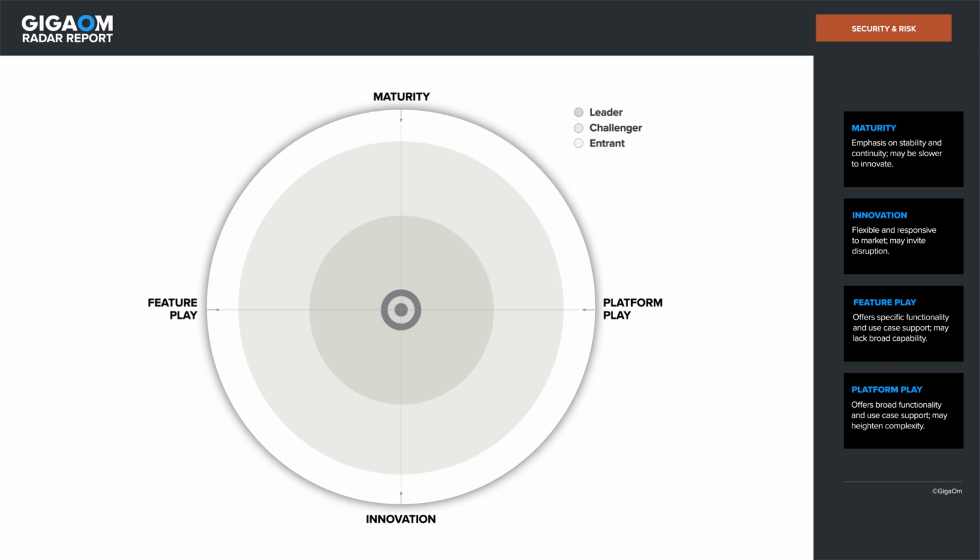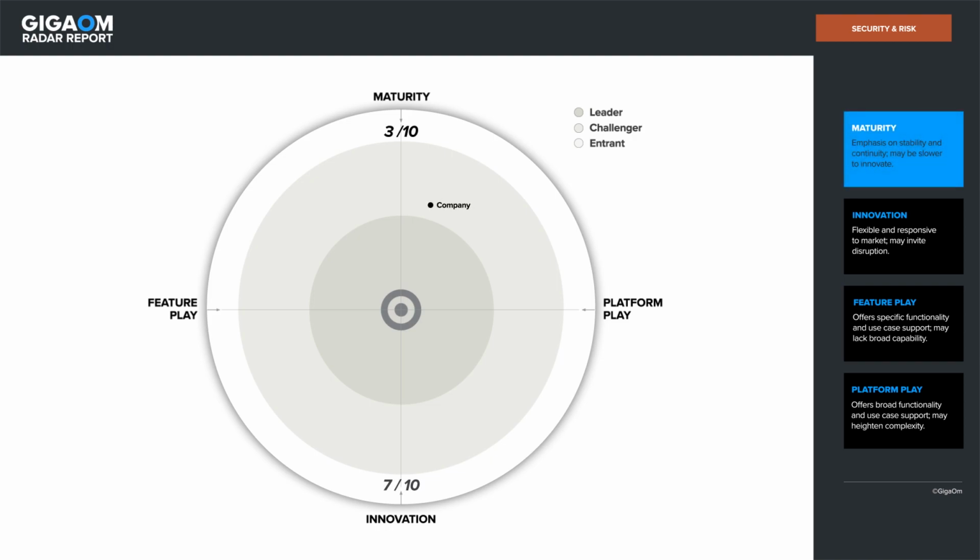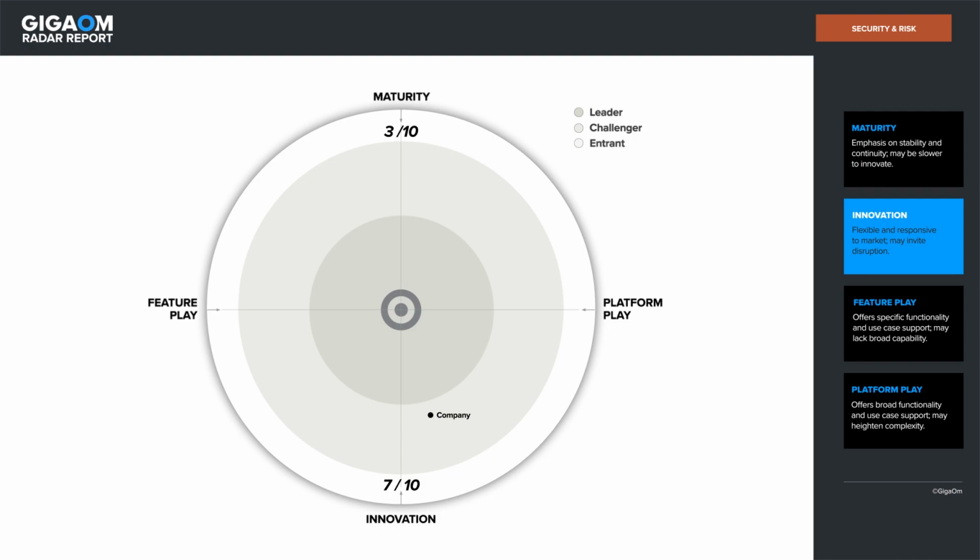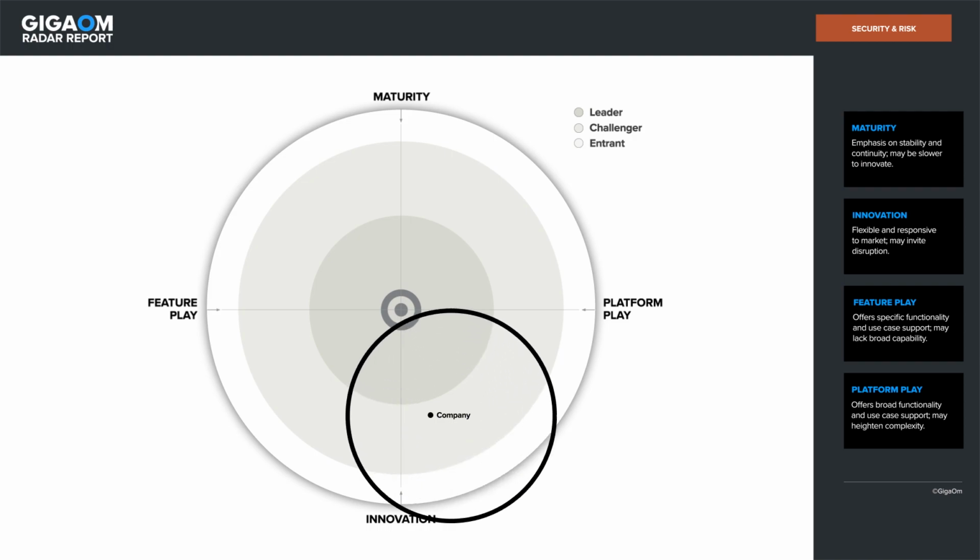In one scenario, you could have a vendor that is a 3 out of 10 in maturity and a 7 out of 10 in innovation. So they would end up more in the innovation hemisphere, moving towards maturity. Again, the center of the target is ideal. You can see here we have a placeholder company plotted based on its score, and that puts them at a distance from center and in a particular quadrant.